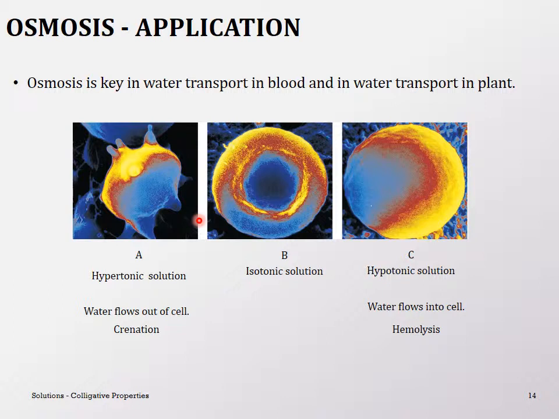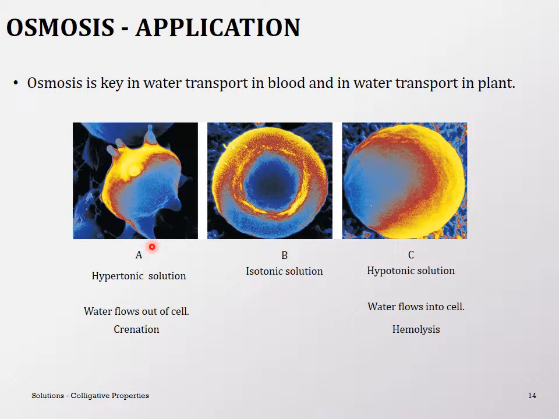We have 3 different kinds of solutions: hypertonic, isotonic, and hypotonic. Hyper means when you have something more, hypo means when you have something less, and iso means when something is equal. So iso means this is equilibrium. When you have a cell and water flows out of the cell, that means the cell is dehydrating, and that is called crenation.